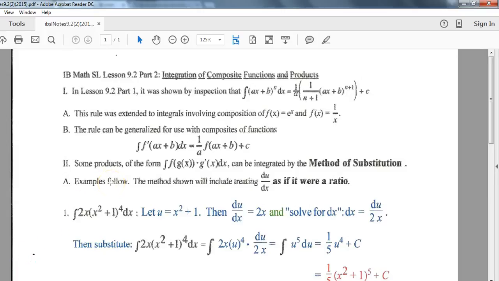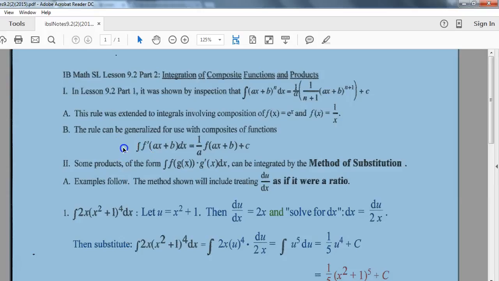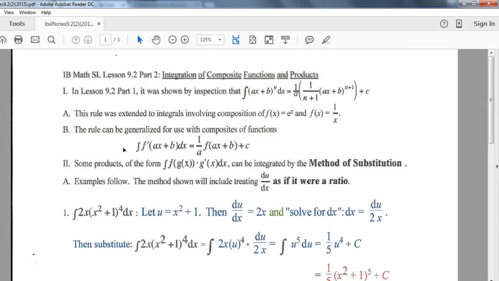For the second part of 9.2, we are now looking at integration with composite functions and products. A quick recap on what we saw in the last video: anytime we had this type of look and we were to integrate this, we said, let's follow the rules of adding one to our exponent, dividing by that number, and then dividing by the derivative of the interior function. In this case, the derivative of this function would be a, and that's where this came from. Those were the key steps.